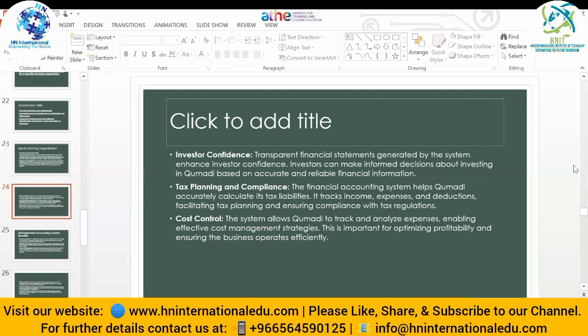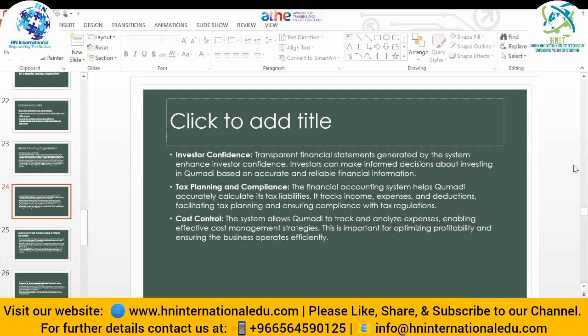Then we have other benefits as well, such as investor confidence. Transparent financial statements generated by the system enhance investor confidence. When we are talking about investors, as in we are registered in the stock exchange market, the stock exchange is where the shares or stocks are traded. So they need to know the financial position of our business, our organization. Only then are they going to be motivated to invest in XYZ organization. So the investors can make informed decisions about investing in Qmade based on accurate and reliable financial information.